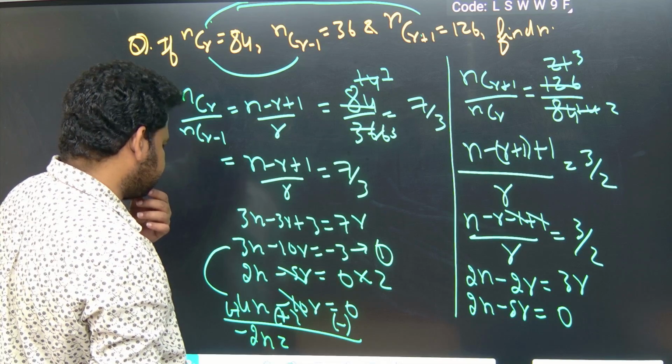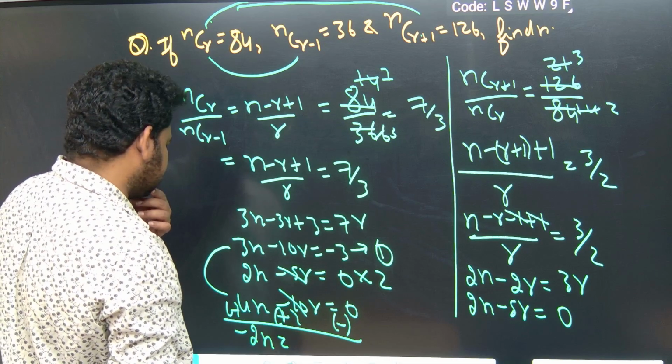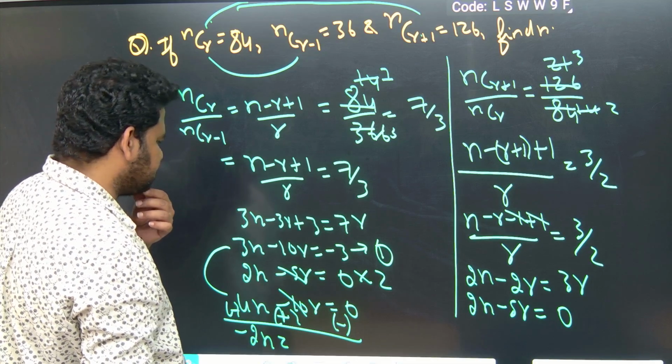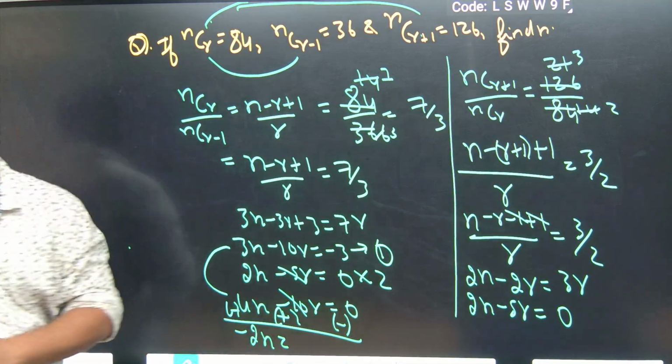Just let us check. So this will be 2 2s are 4, this will be 2 5s are 10, 2 0. Let me check once.